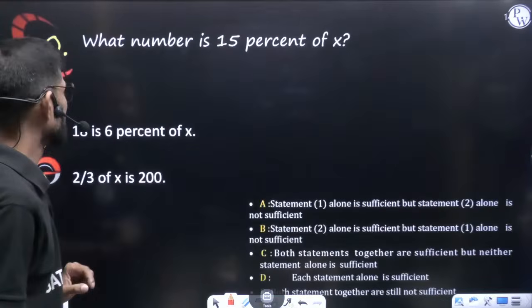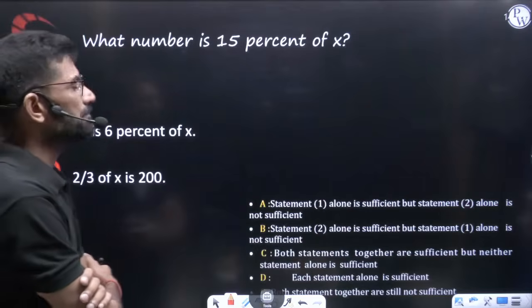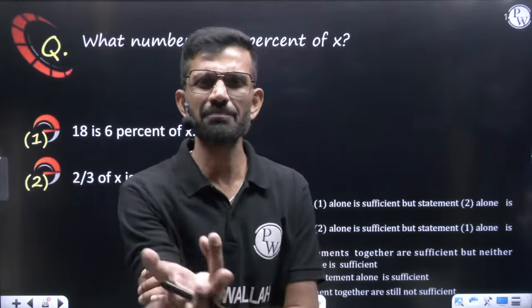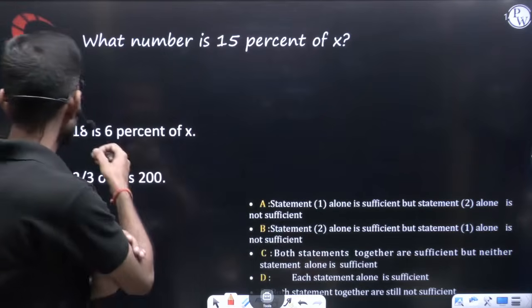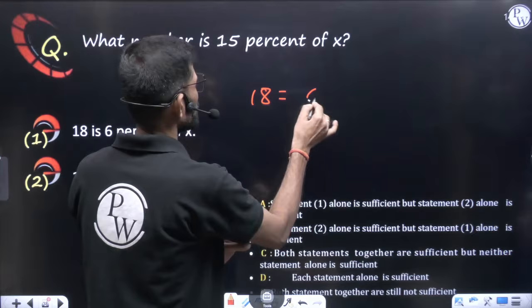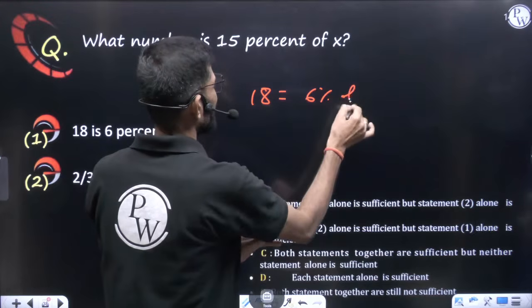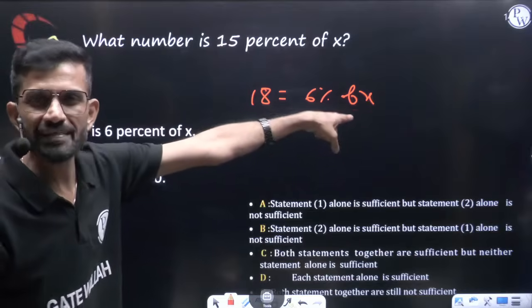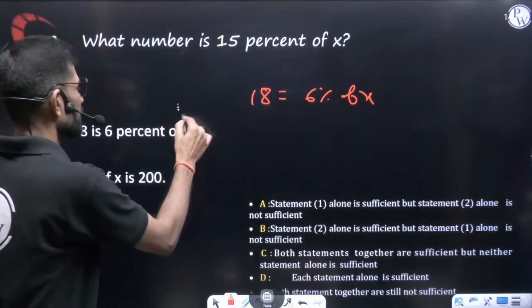So B. What number is 15% of x? They are asking you 15% of x. x is some number. First statement: 18 is 6% of x. 18 is equal to 6% of x. So from here you can find the x value. If you find the x value, you can find the 15% of x. So first alone is sufficient.